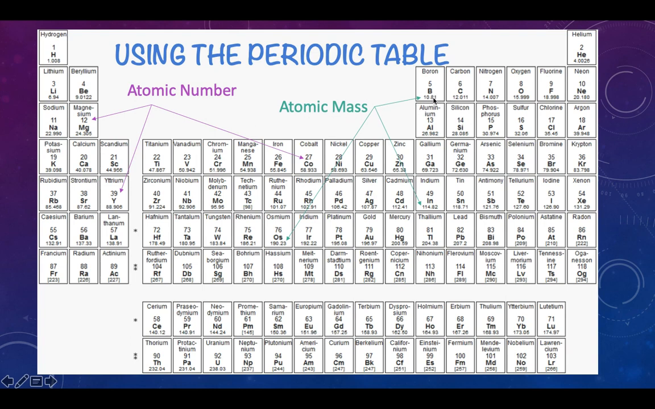We're going to sometimes round this, like 10.81 would round to 11, or 12.01 would round to 12. When we round it, that's not atomic mass anymore. That's going to be something called mass number, which we'll talk about in a little bit. But when we use our periodic table, these are the two numbers that you need to know: atomic number, which is given, and atomic mass, which is given.